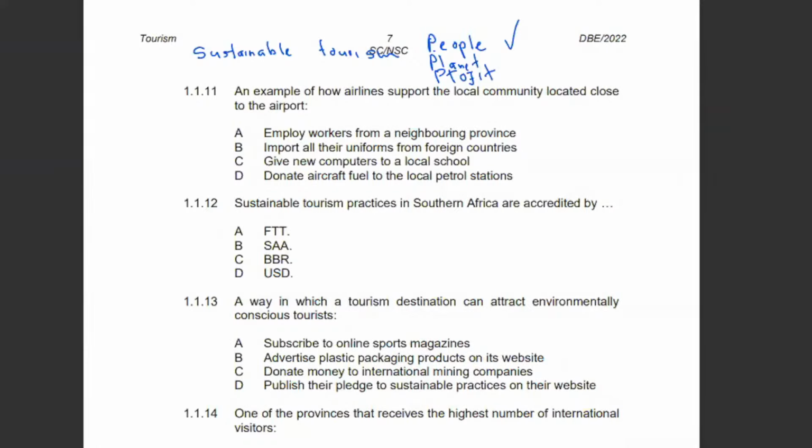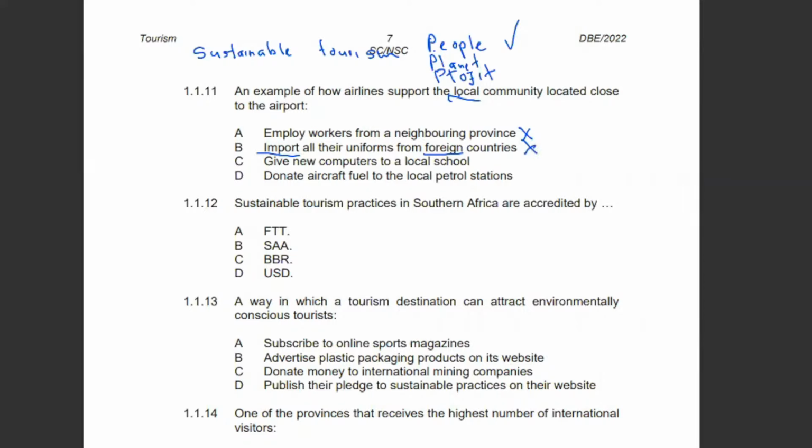Employ workers from neighboring province. That's an example of an unsustainable way of doing business. Instead of taking from a neighboring province, businesses are encouraged to employ from the local. So it goes against the keyword which says local. So we are eliminating A. Then imports all their uniforms from foreign countries. This is something which is negative. When you import from foreign countries, you are not supporting the local community. So we eliminate B as an option.